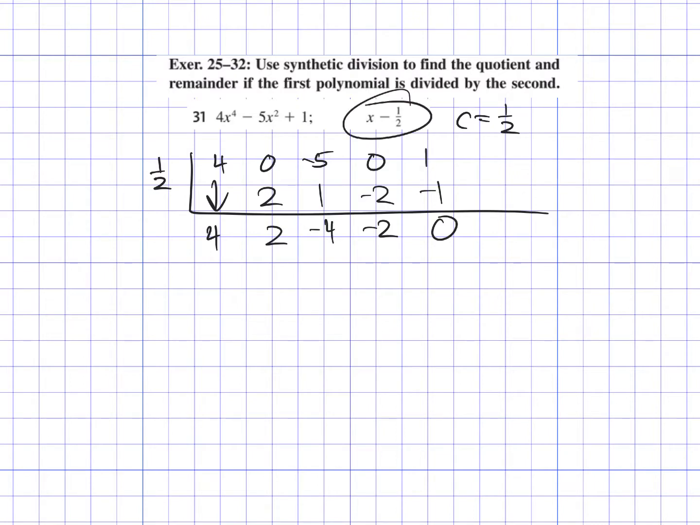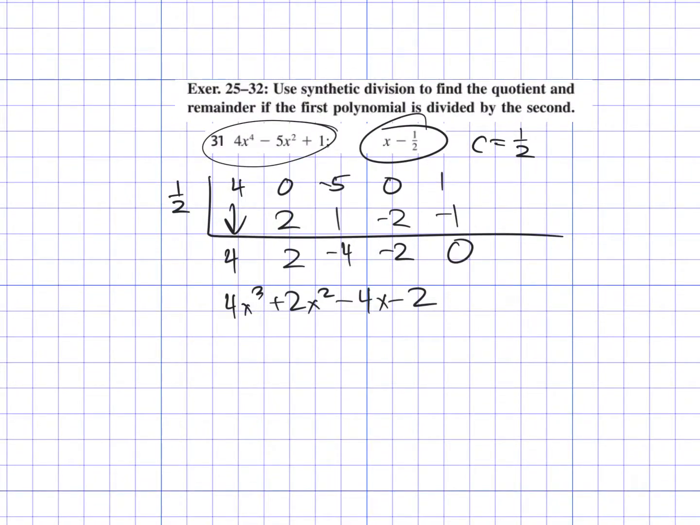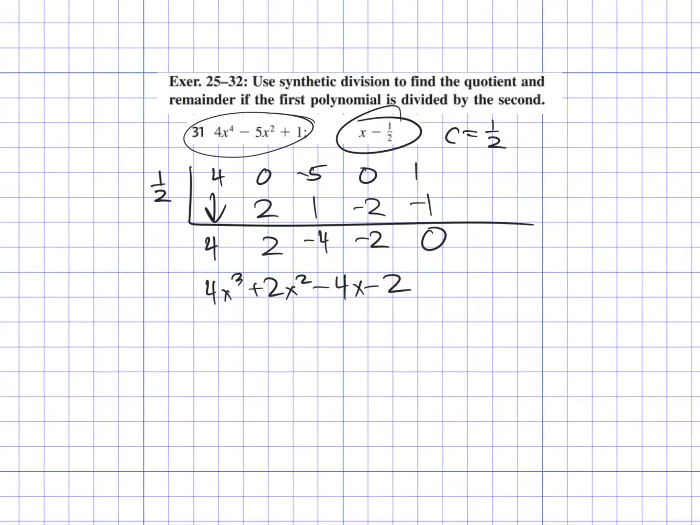And what that means is x minus 1/2 is a factor of that trinomial. So we get 4x cubed plus 2x squared minus 4x minus 2. Okay? And the remainder is 0. All right, let's go on.